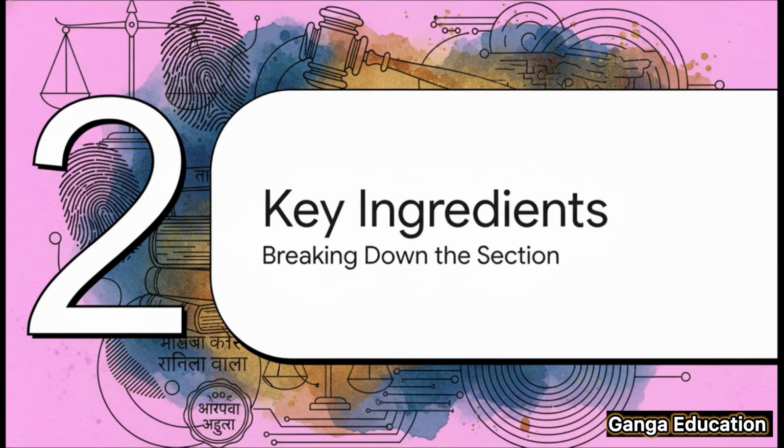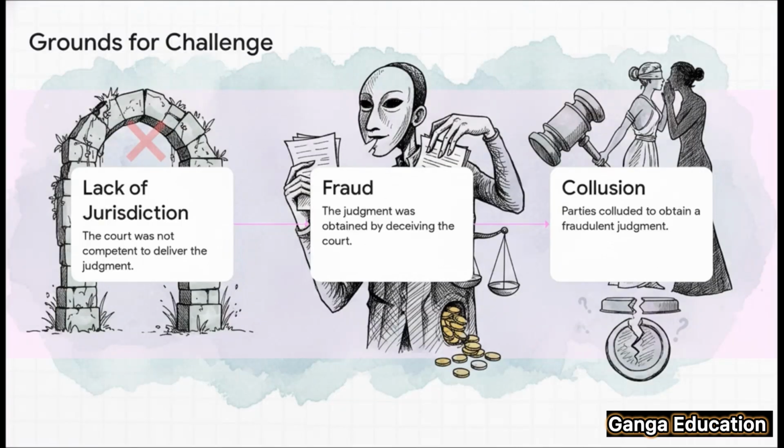Okay, now for the most crucial part, especially for your exams, let's break down the exact legal grounds you can use to challenge a judgment under this section. So pay close attention. इस सेक्शन में 3 important चीजें हैं. First, lack of jurisdiction. In simple words, this means the court that gave the judgment didn't even have the legal power to hear that case.